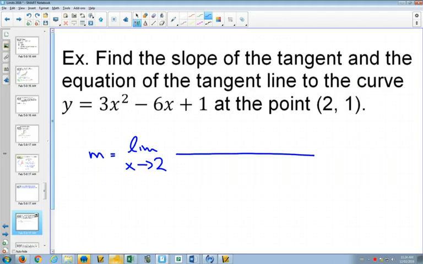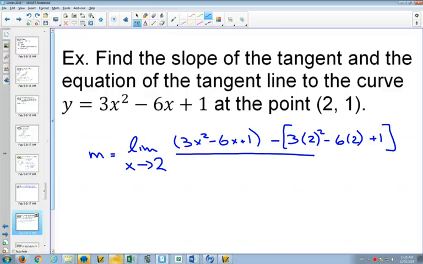And on the top of our fraction, it will be f of x. So that's just 3x squared minus 6x plus 1 minus f of 2. If you plug 2 in, you're going to get 3 times 2 squared minus 6 times 2 plus 1. Put it in brackets because we're subtracting all of it. So we need to make sure we figure out that value first, and don't just subtract the first term. And on the bottom, we're going to have x minus 2.